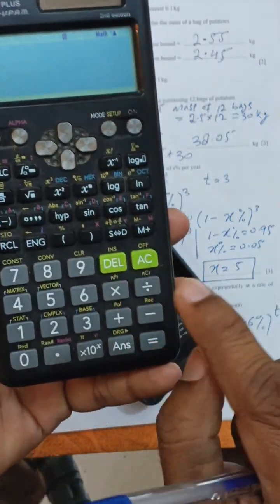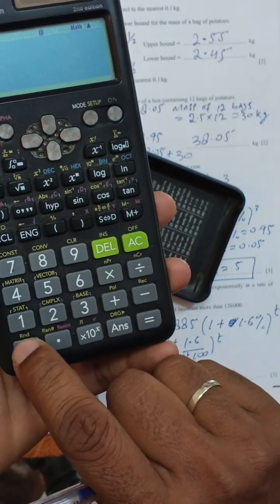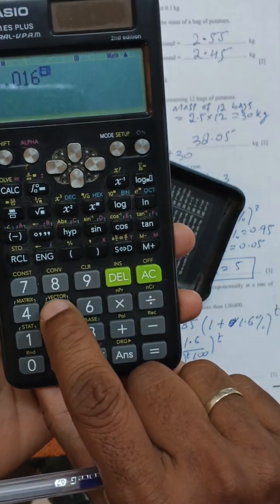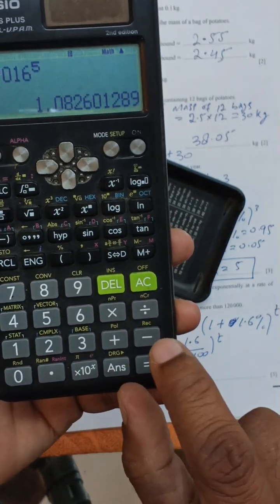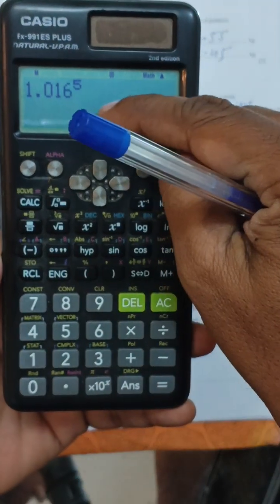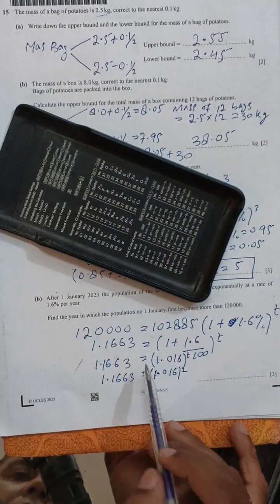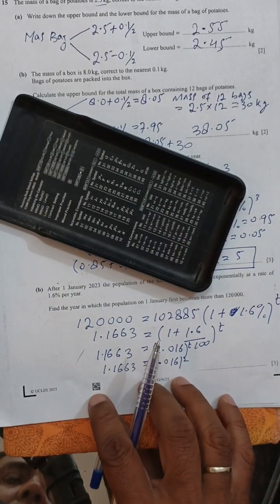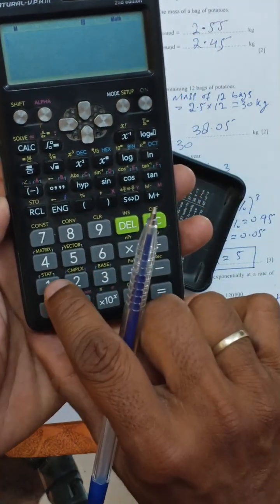मैं close कर दूं calculator. Okay, now I put 1.016 power 5, यानी after 5 years. Again 1.0828, it is less than this one. Okay, it is still less than this one.